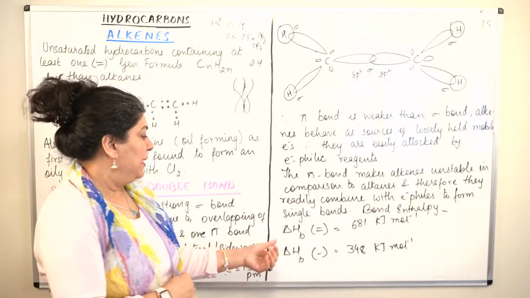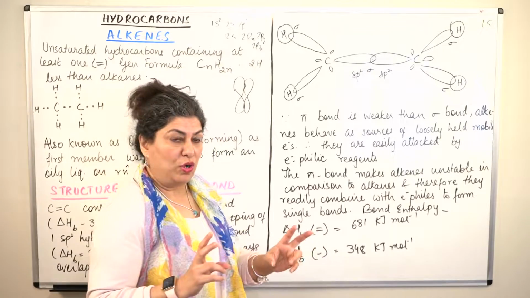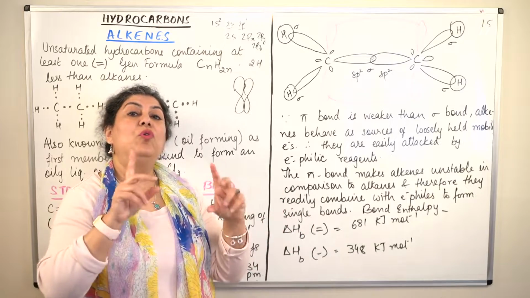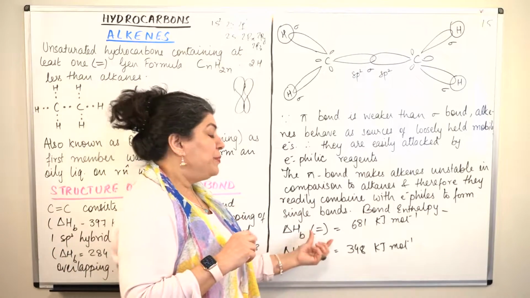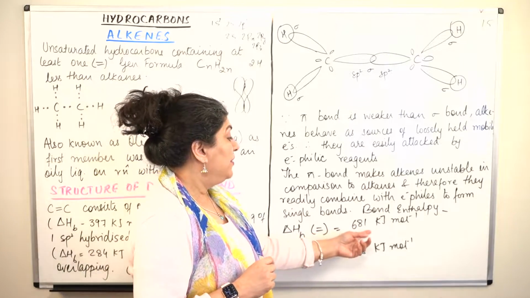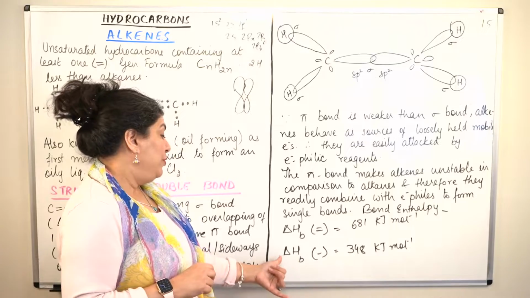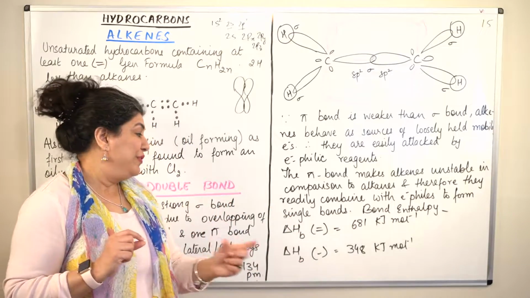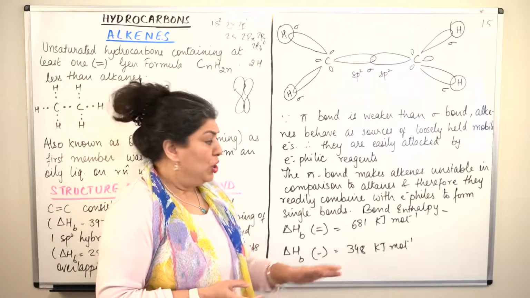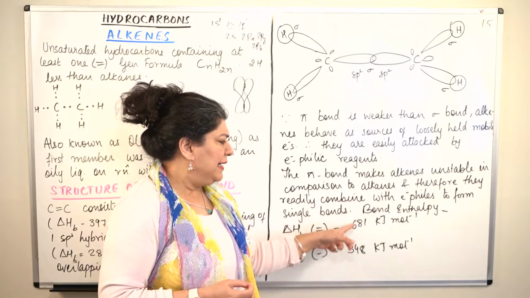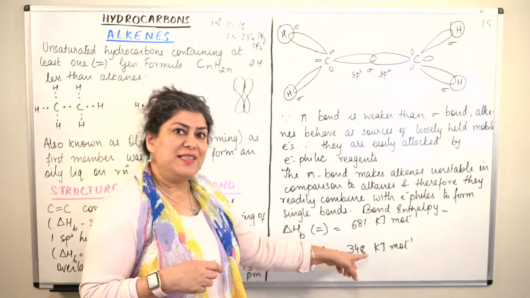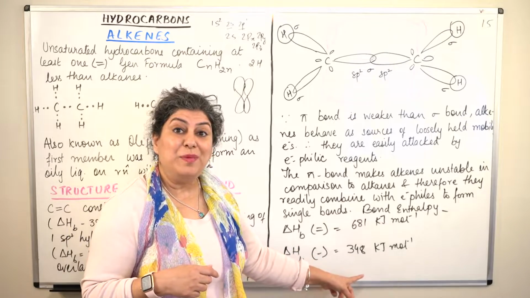Now, if we compare the bond enthalpy, if there is the carbon-carbon double bond, the bond enthalpy, what is bond enthalpy? The energy required to break 1 mole of those bonds. So if you have to break 1 mole of carbon-carbon double bonds, the bond enthalpy would be 681 kilojoules per mole. But if you had to break 1 mole of carbon-carbon single bonds, you would need only 348 kilojoules per mole. So looking at this, you feel that alkenes should not react, because it is more difficult to break the bonds in alkenes, but it is easier to break the bonds in alkanes where there are carbon-carbon single bonds.